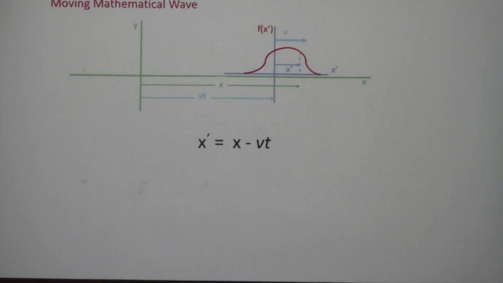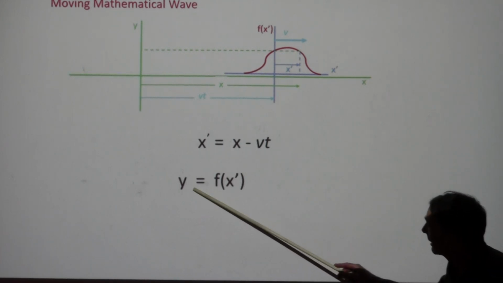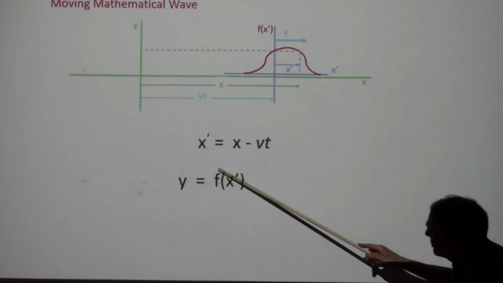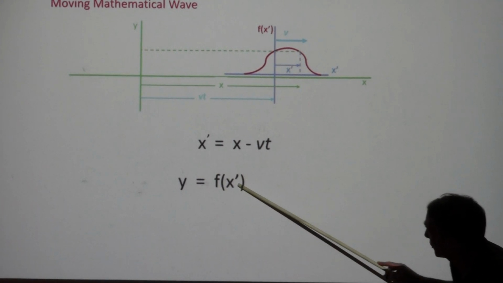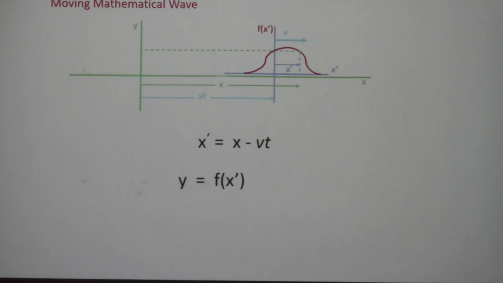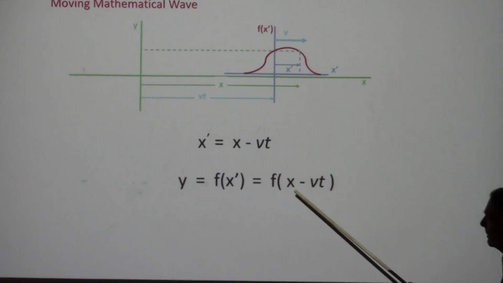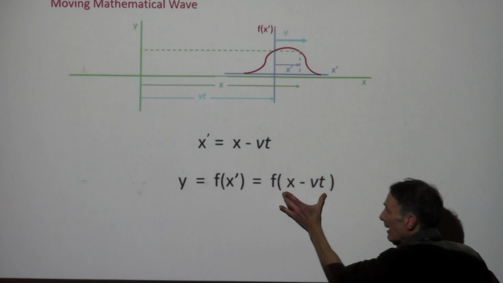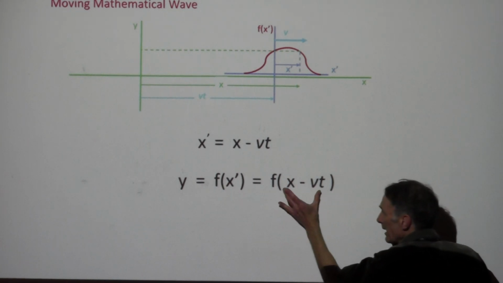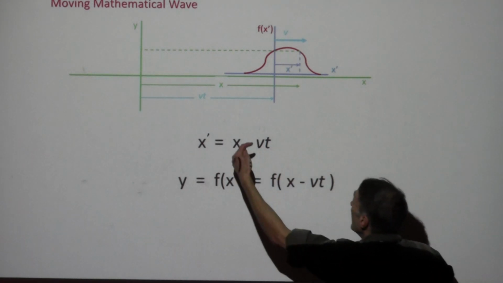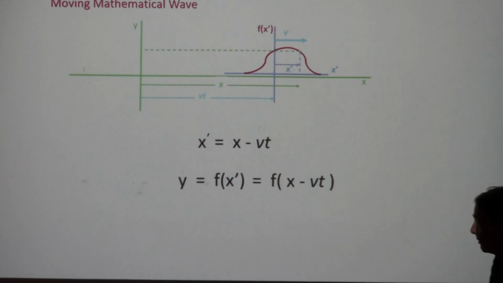So what we can do with this idea is, if I take any function, and the y values are going to be the same, but I take some function that starts out in terms of x prime, and I make this substitution, the result of this is a new function. This is kind of buried inside. Wherever you see an x, you go ahead and stick in x minus vt. That's going to describe the motion of this thing traveling in the positive direction.